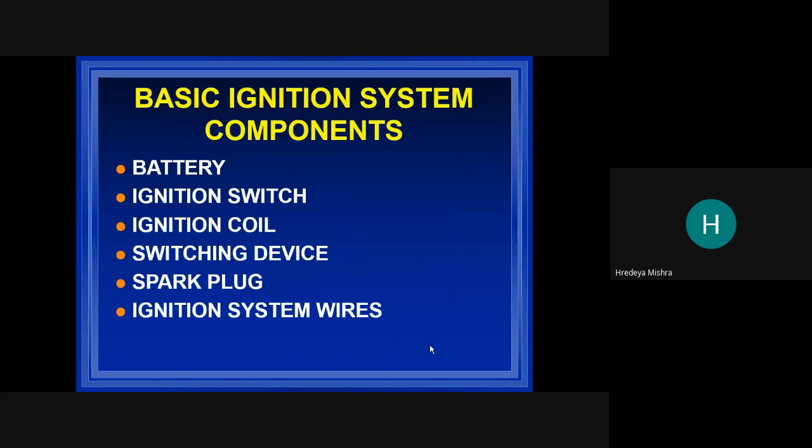Basic ignition system components: battery, ignition switch, ignition coil, switching device, spark plug, ignition system wire. So these are the basic components for the ignition system.